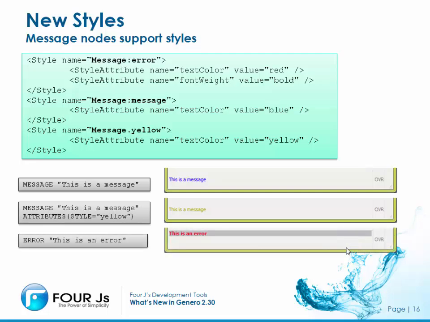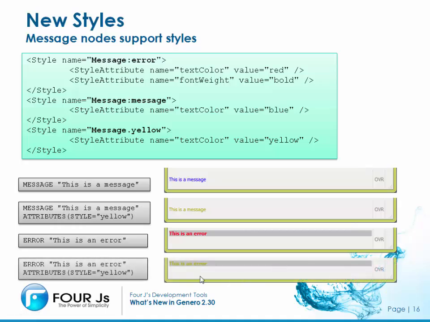For a standard error statement using this style file, it would appear in red. Notice it's still in the reverse video highlight, which is a part of the error statement itself. Notice it's also in bold based on the font weight value of this style. And then you can see here that the yellow style attribute would change the text color value to yellow. It still preserves the bold, and because of the error statement's attributes, it would still be reverse video.